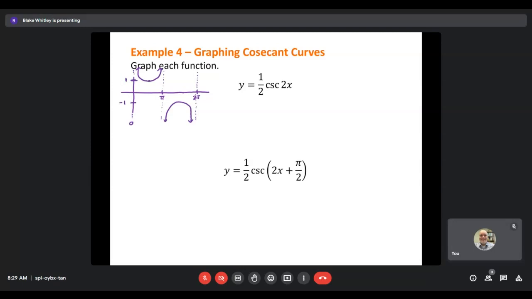Now, for this particular graph, we've got a 1/2 cosecant of 2x. So we know the period's going to change. So that's the first thing I'm going to look at. So let's take the period here. We know it's 2 pi divided by the k value, which is 2. And so the new period should be pi instead. So let's see if we can sketch this.